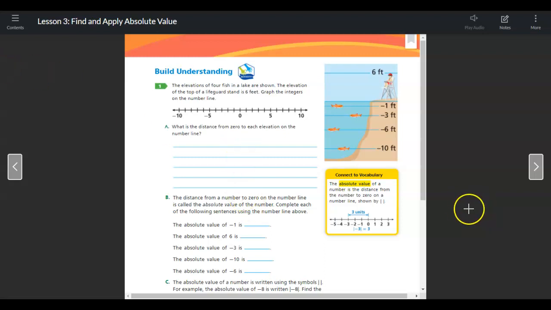we're right here, number 1, the elevations of 4 fish in a lake are shown right over here. The elevation of the top of a lifeguard stand is 6 feet tall. That's what's represented right here. We're going to graph the integers on the number line. So, first, I'm going to start with negative 10.